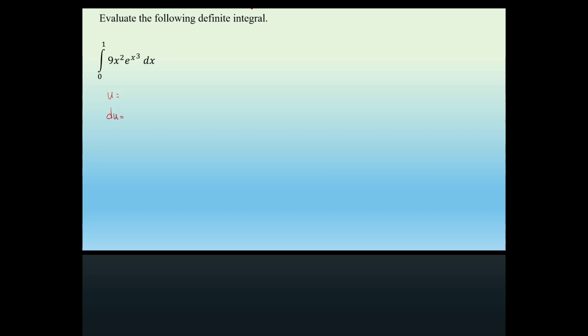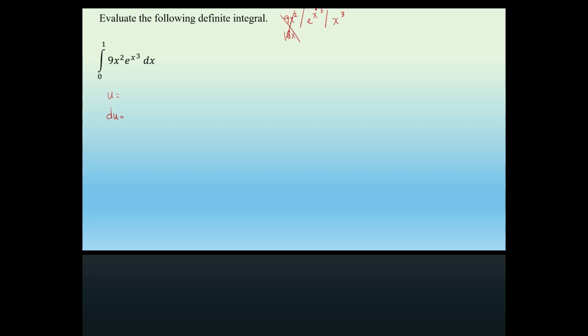Let's talk about our choices here. Let me just write them up here. We have x squared, or 9x squared if you like. We have e to the x to the third as a choice. We have x to the third as a choice. Well, du for 9x squared is 18x. That isn't going to help me with the e, so that's out.